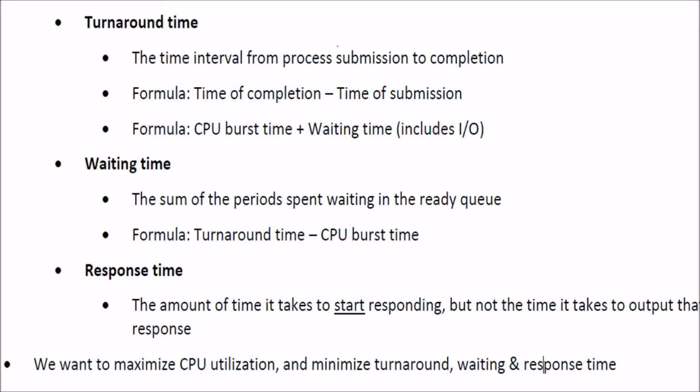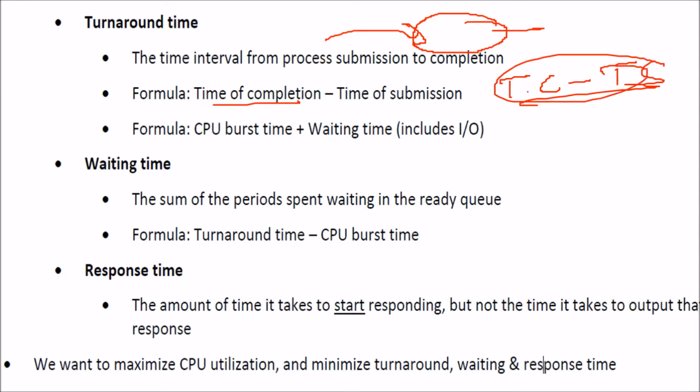That is, when you submit the process and the time it completes, the time in between is the turnaround time. That is the time of completion minus time of submission. This difference is nothing but the turnaround time. And what is the formula? The turnaround time is basically the time it has got in the CPU and the time it has passed waiting in the ready queue, or say some input output is going on. So CPU burst time plus waiting time is actually the turnaround time.